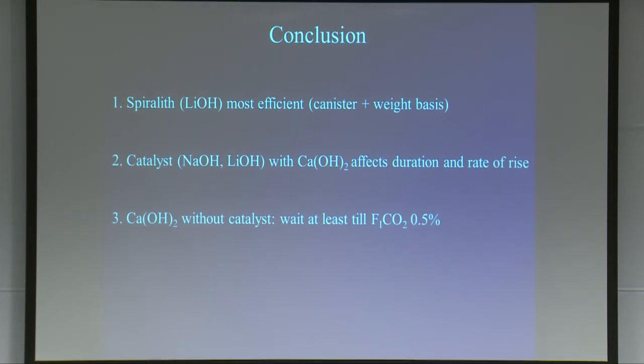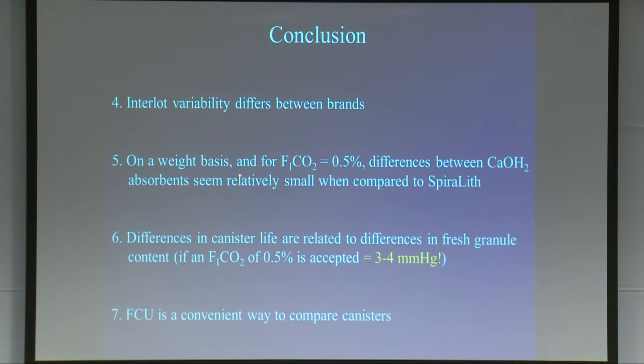So I want to conclude. 1, the Spirit is the most efficient one, both based on a canister and a weight basis. 2, the presence of a catalyst, not one of these two, with the calcium hydroxide canisters affects duration and the rate of rise of the FiCO2. If you use a canister without a catalyst, wait at least until the FiCO2 is 0.5%. There is some interlot variability between brands. I'm willing to test more. On a weight basis and for an FiCO2 of 0.5%, differences between calcium hydroxide canisters, absorbents, seem relatively small if you compare them to the Spirit.